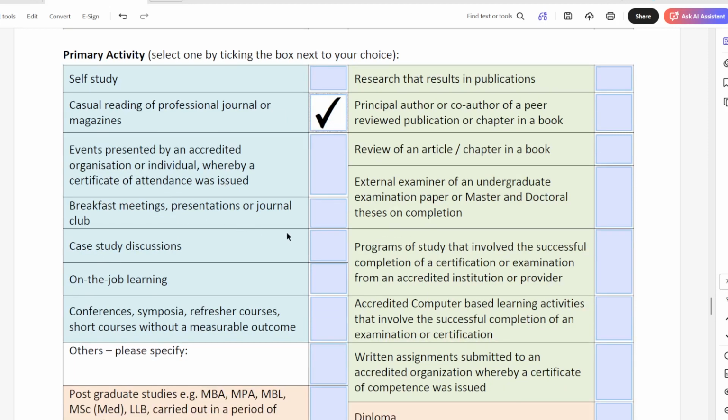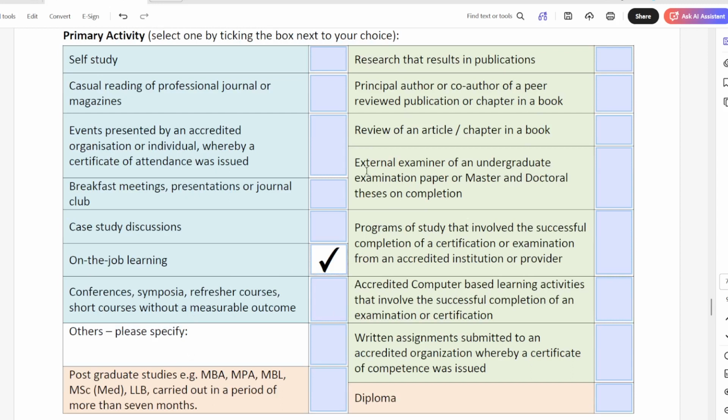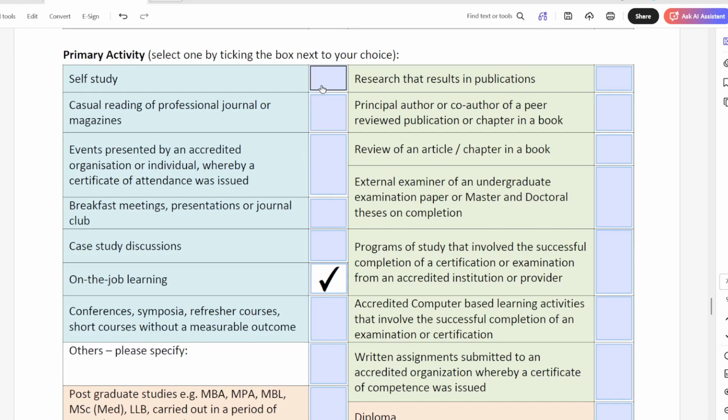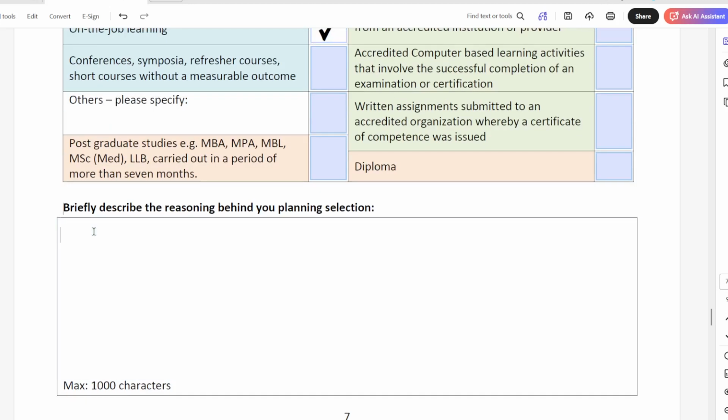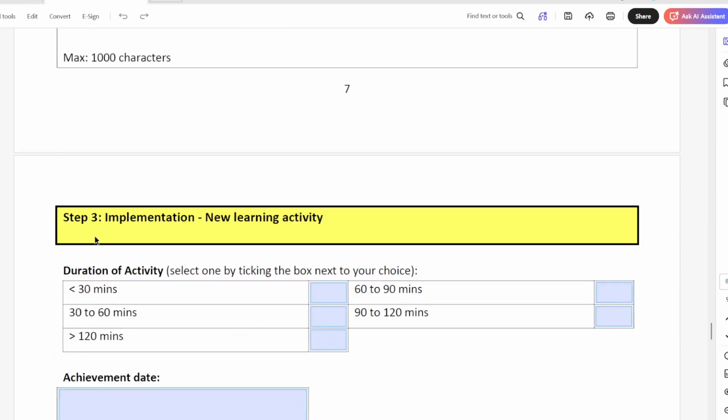Okay. Was it breakfast meetings? Did you do case study discussion? Or was it on the job learning when you ask other pharmacists to help you 1, 2, 3? And it's what you then did. Don't choose the other complicated ones. Okay. Did you review an article? Then choose that one. But choose the simplest one. If it's self-study, choose that one. If it's reading journals, then choose that. On the job learning, whereby you ask the people at work, you can choose that one. And here it allows you to enter the characters as well. It needs to be less than 1,000 characters.